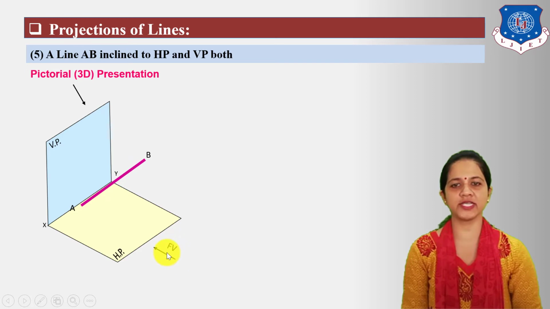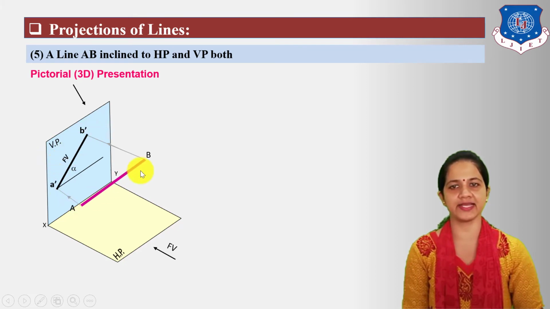When we take projection from the front direction, we get its front view on the vertical plane. It is an inclined straight line. The length of this inclined straight line is less than the length of given line AB, and the angle of this front view is alpha.